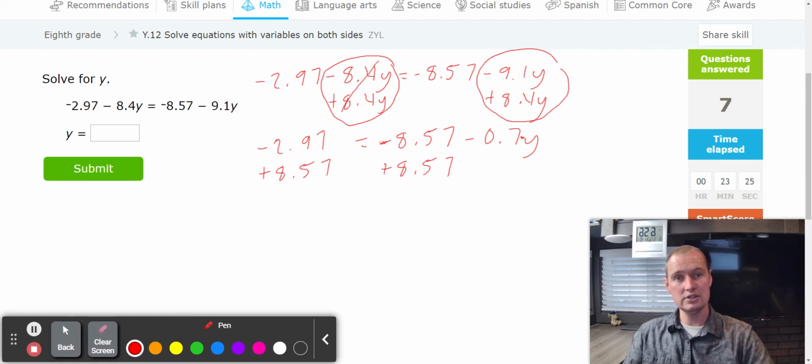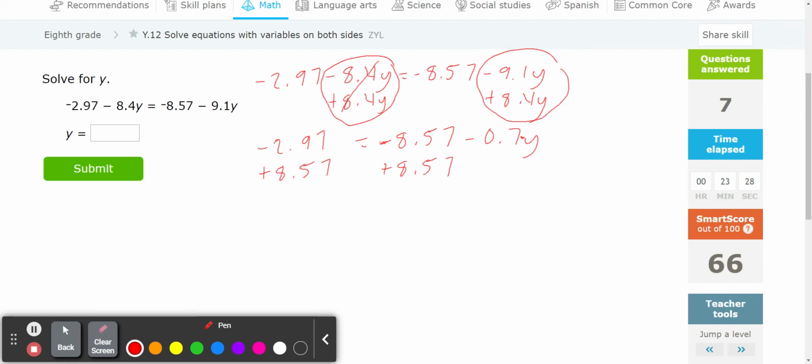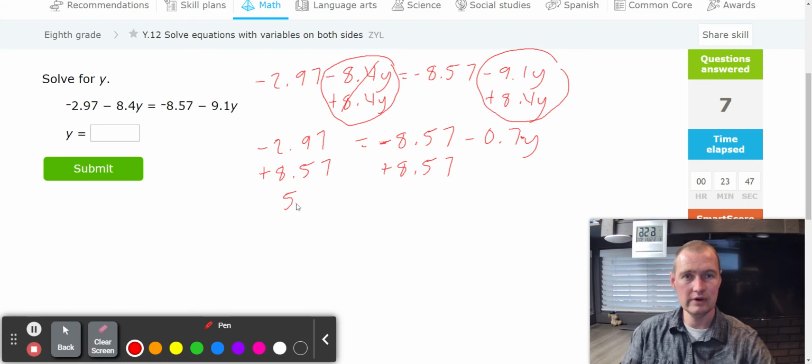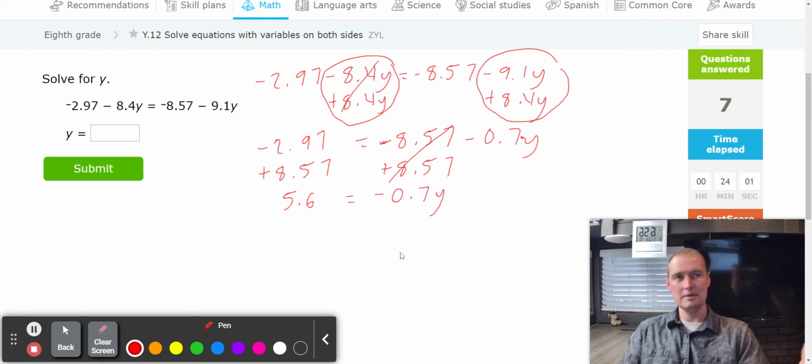So on the left side, we got, let's see, negative, again, I'm back on my calculator, negative 2.97 plus 8.57, and it really matters to get it accurate. And I ended up with 5.6 over here. Equals, opposites eliminate, negative 0.7y. So again, it's the same thing we've been doing the whole time. It's just I got to use a calculator because the decimals are getting kind of tricky.